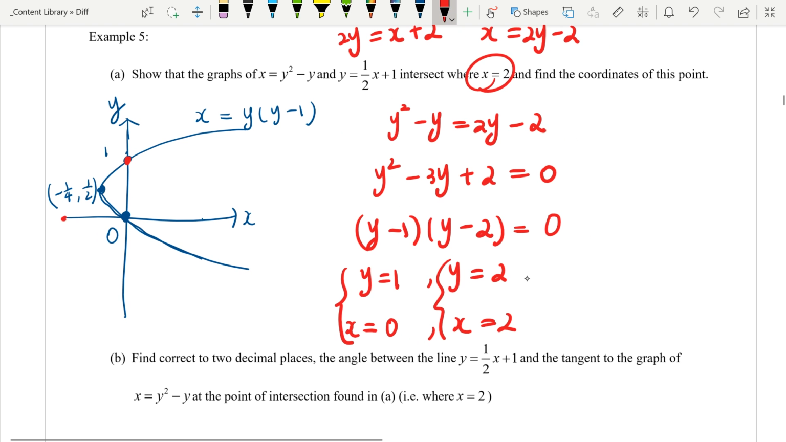So I have an intersection at 2, 2 somewhere here, and also the other one here. If you connect that, that's the linear.